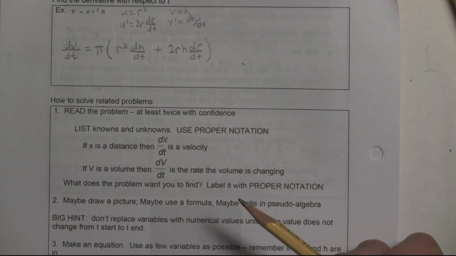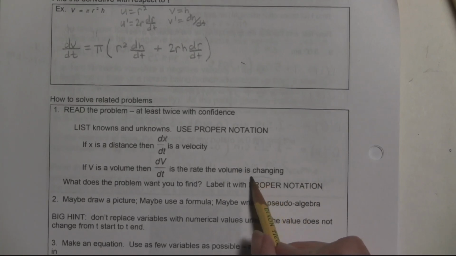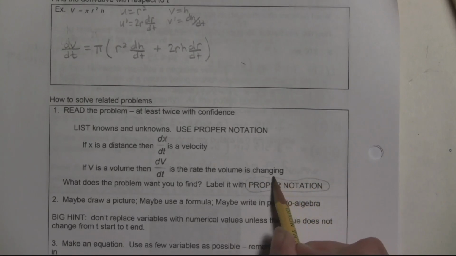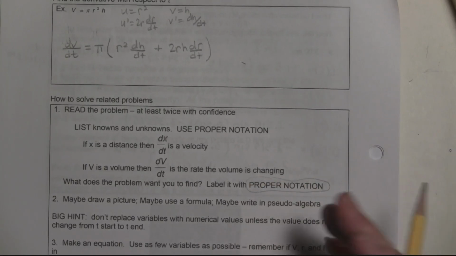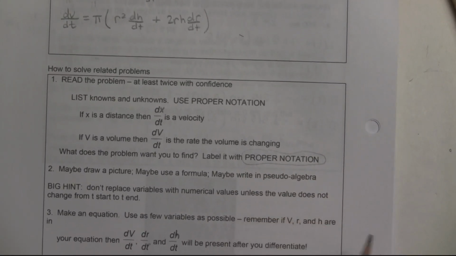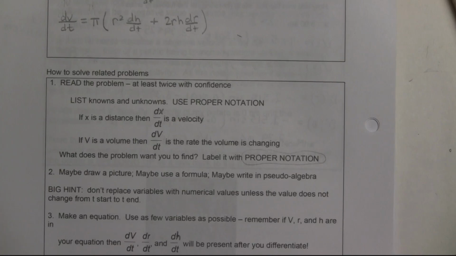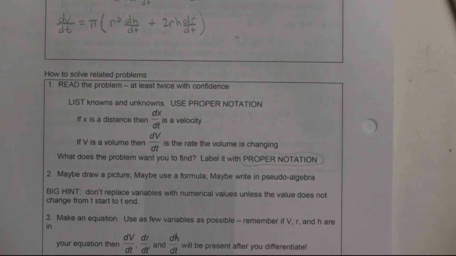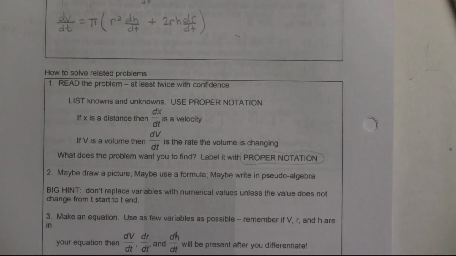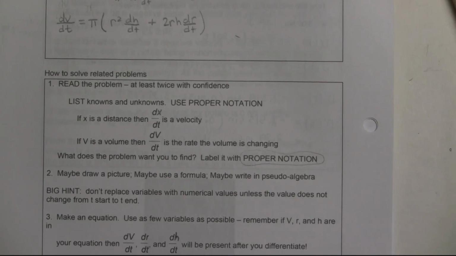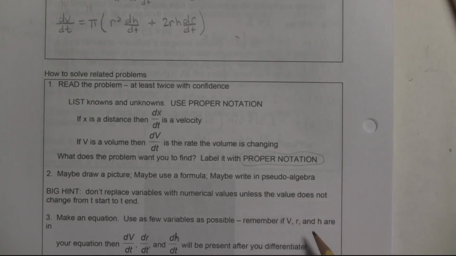What does the problem want you to find? Label it with proper notation. This proper notation is key. It really helps you put things together. Sometimes it's helpful to draw a picture. Sometimes it's helpful to use a formula, like an area formula or the Pythagorean theorem or similar triangles. All of those kinds of things. And sometimes it's helpful for me to write things in my own words, and I call that pseudo algebra because I start writing plus signs when it was add or whatever have you.